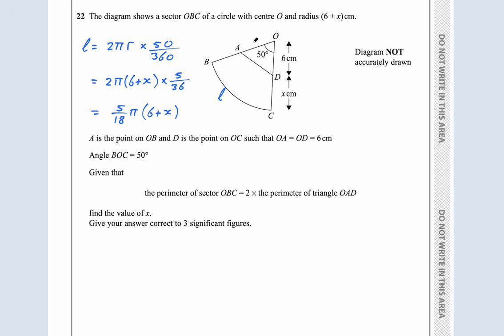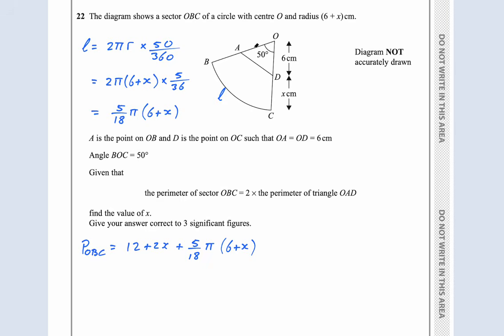So the perimeter of the sector is this plus 6 plus x plus 6 plus x. So the perimeter of OBC equals 12 plus 2x plus this 5 over 18 pi times 6 plus x.